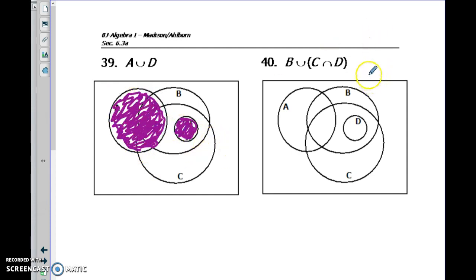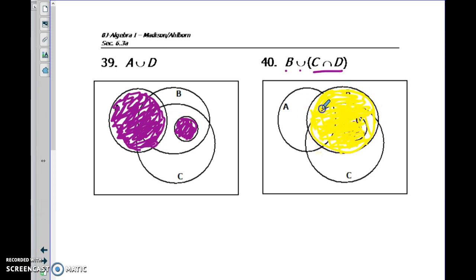Alright, our final one says C intersect D. So we talked about that before. That's only going to be right here in D. It's where they overlap because it's contained within C. And then I want that plus everything in B because this is a union. So if I wanted everything then in B and everything here, then I basically just want all of B, right? So I can color in all of B.